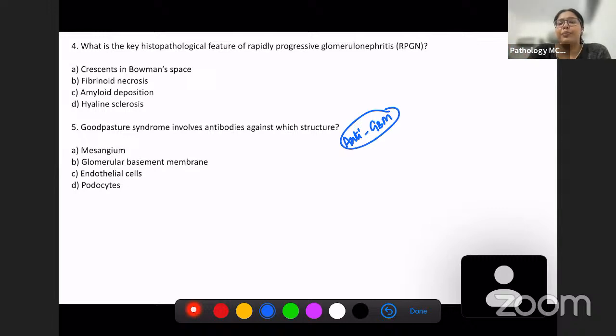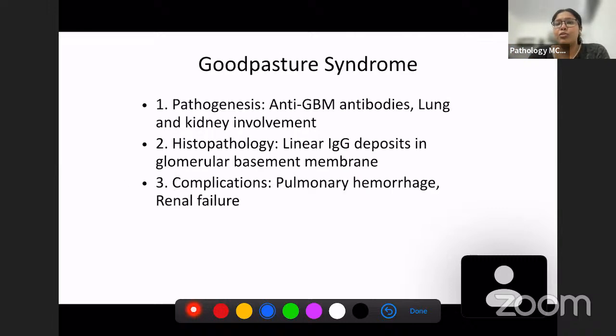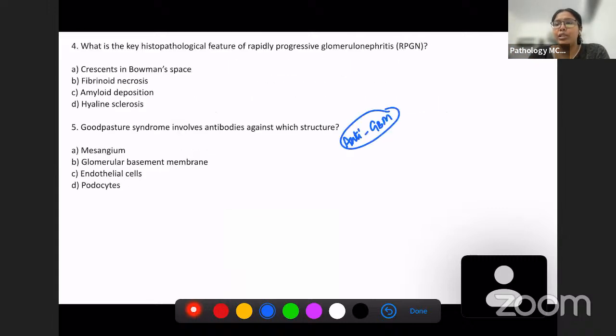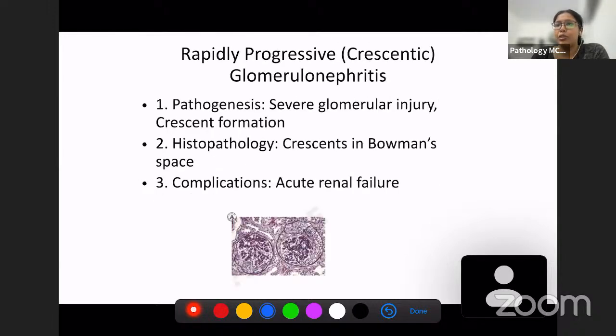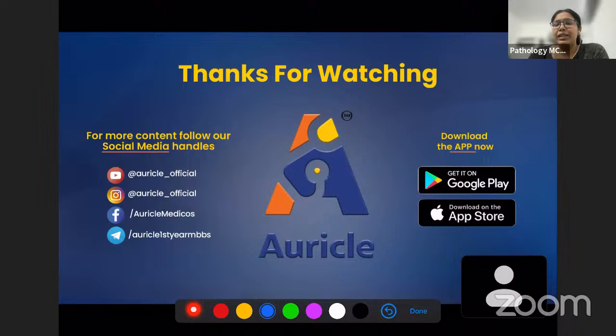Fine. So I think we have covered most of the important things which can be asked in medical renal diseases and their pathology. So we'll see in the next class and discuss more of genitourinary system.